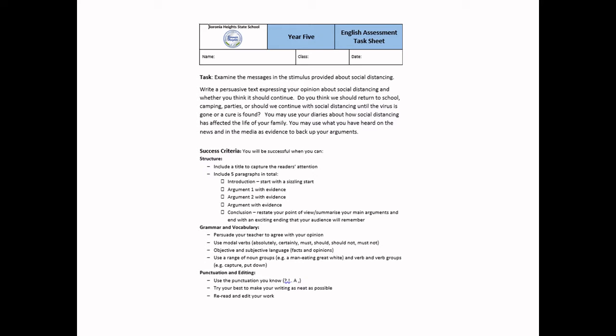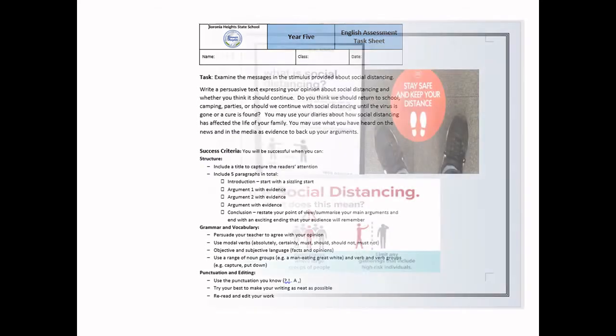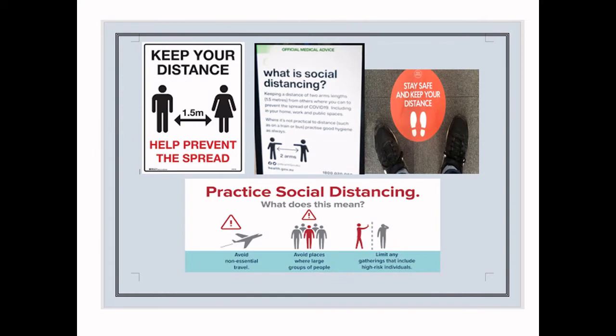If my instructions are going too quickly, remember that you can pause and rewind so you can listen to the instructions again. This is your stimulus page. On this page, you'll find information about social distancing. You are to use the information on this page, as well as the diary that you have been keeping, and any relevant newspaper articles or news reports to write your text.